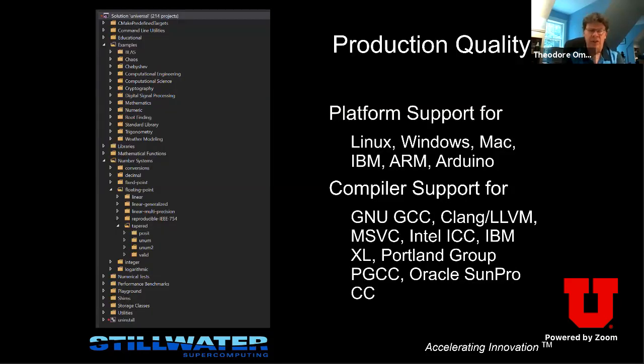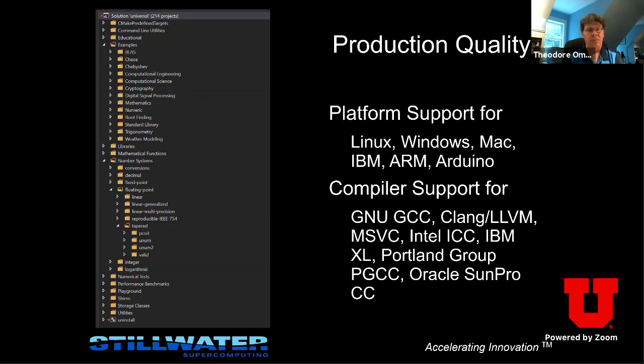We started Universal about 3 years ago, in 2017. It has been integrated in production quality code in about the past 2 years. It has platform support for anything from Linux to Arduino, and pretty much supports all the compilers that we can get our hands on. On the left-hand side, I give you a quick overview of how the library is organized.